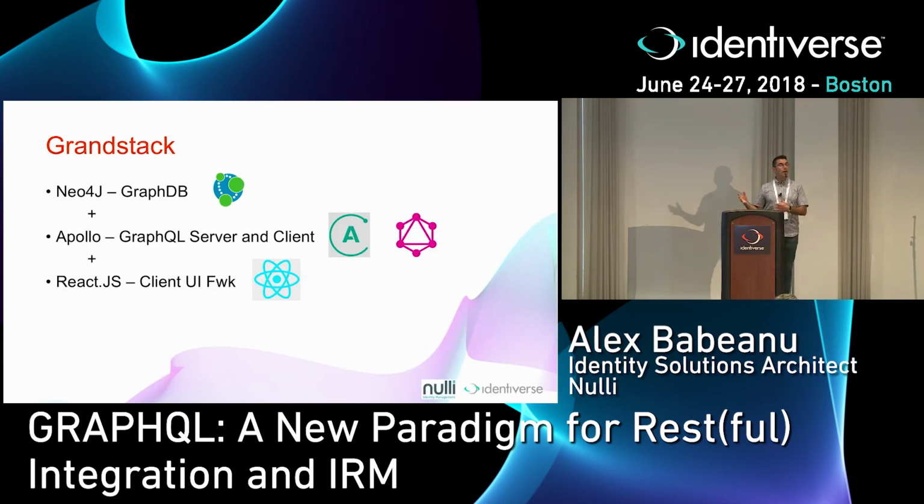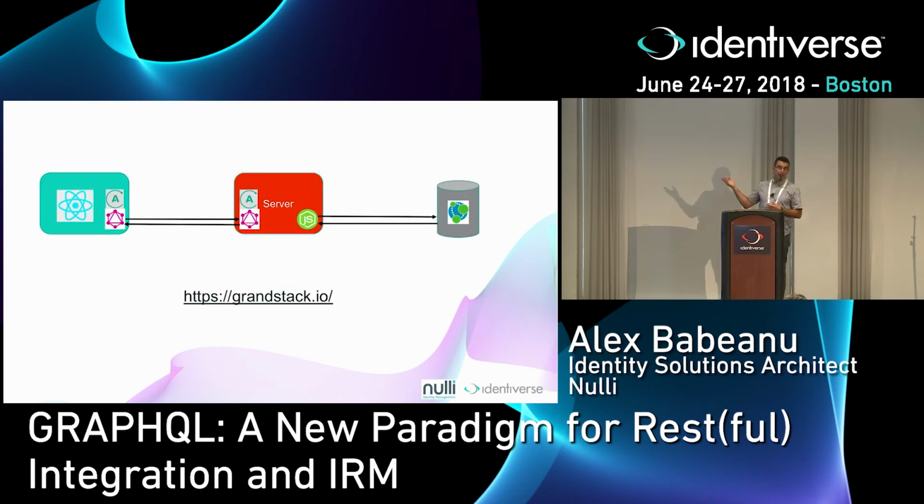And the Grand Stack is comprised of the Neo4j graph database, the Apollo GraphQL server and client, and that's really the core of it. Apollo provided an implementation of GraphQL that is tightly integrated with these other technologies, and React.js on the client side. So together they form the Grand Stack. So how that works, it's quite easy. On the client side, you have your Apollo client that runs in collaboration with React.js to generate the queries and understand the responses. On the server side, you have the Apollo GraphQL server, and of course, Neo4j has the graph database.